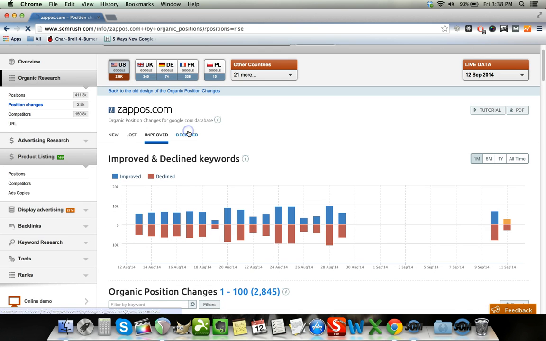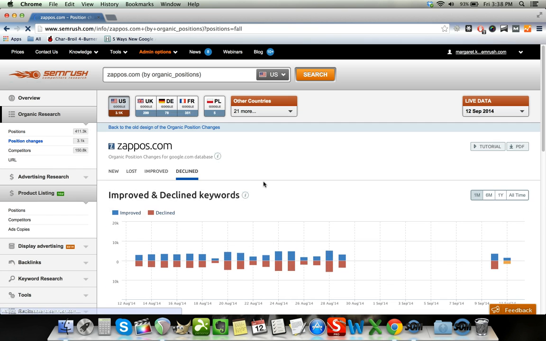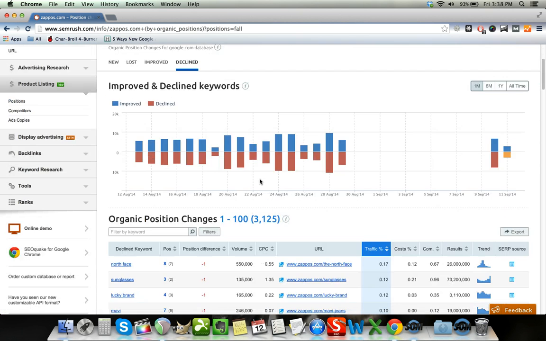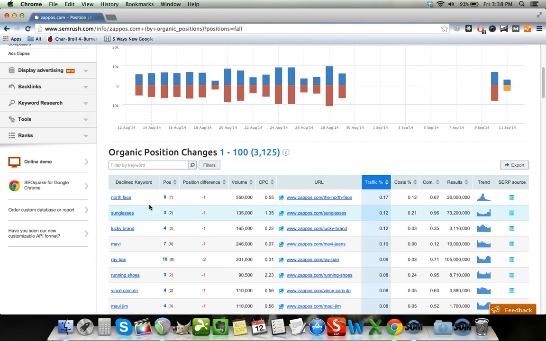And then next, we have declined, which again shows us rankings that are starting to slip. They've gone from 7 to 8 for North Face, 2 to 3 for sunglasses, and 3 to 4 for Lucky Brand.